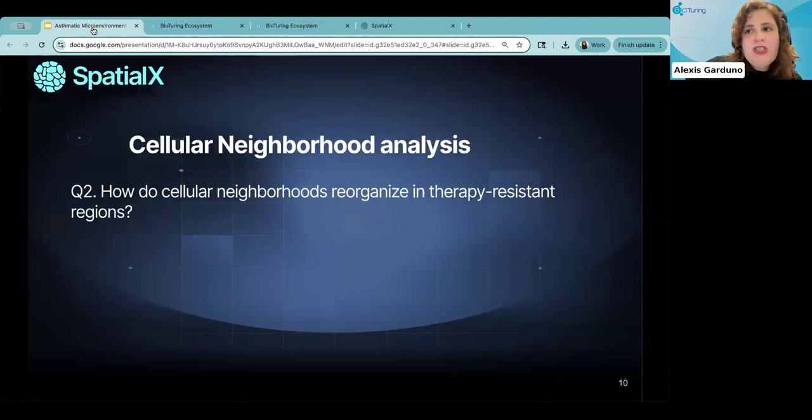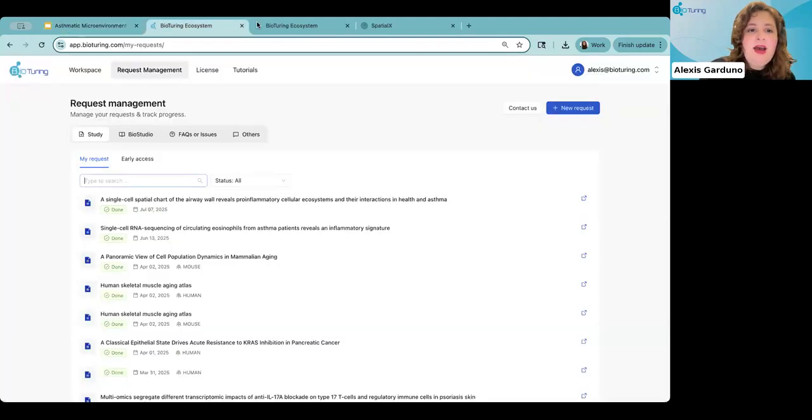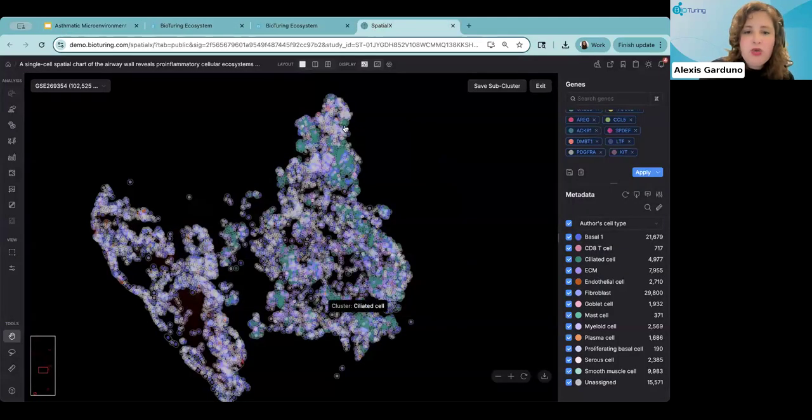Now, the second question is really looking at cellular neighborhood analysis. So how do cellular neighborhoods reorganize? And can we focus that on specific therapy resistant regions? So again, if we go into the spatial image here, what we can do is select a specific cell type group or specific regions that have an expression of a target.